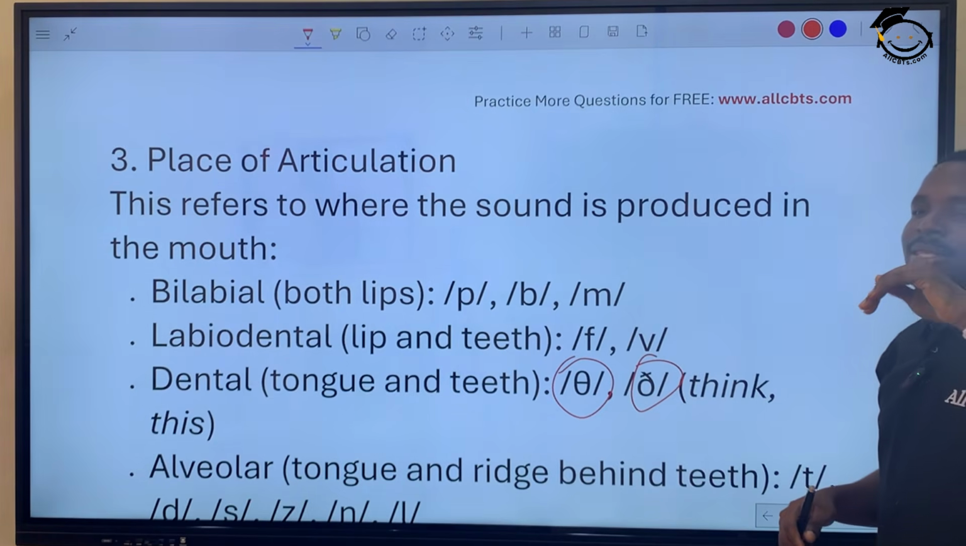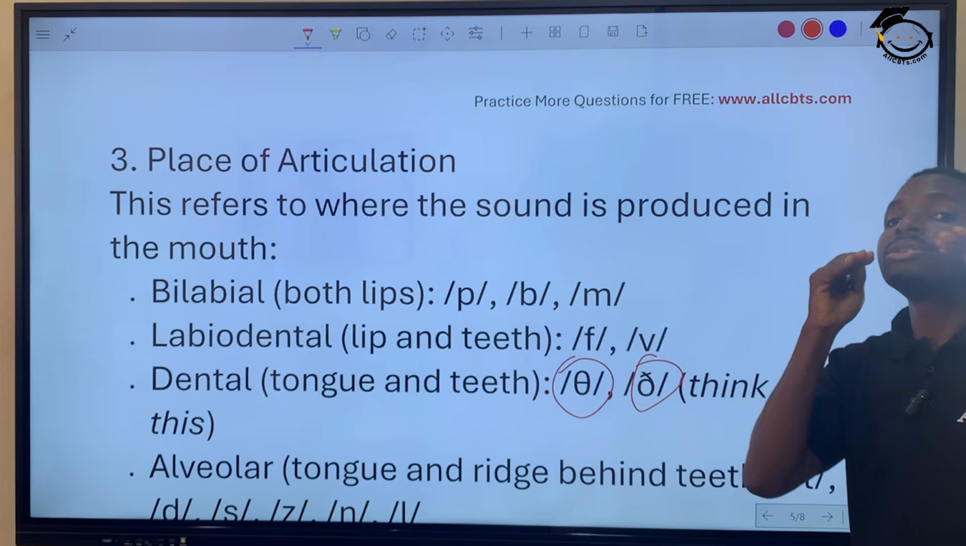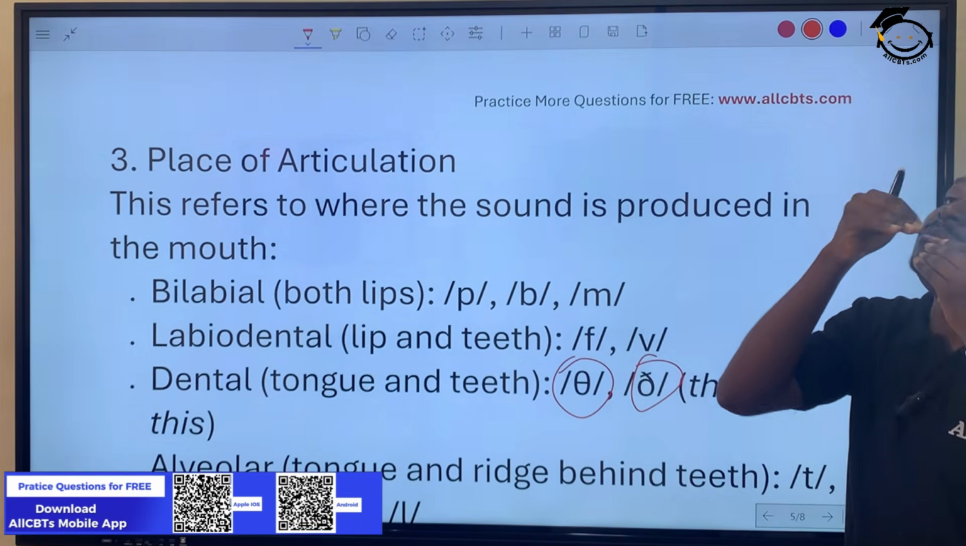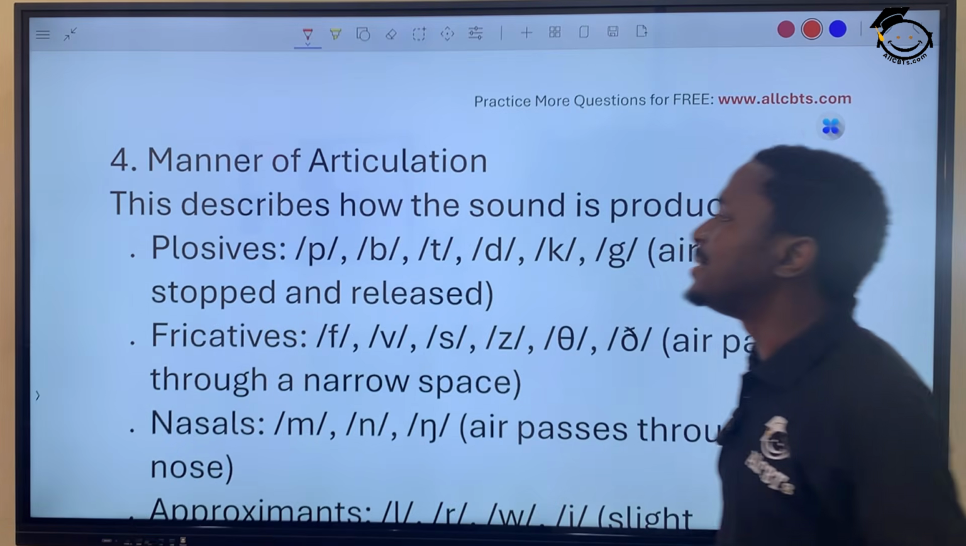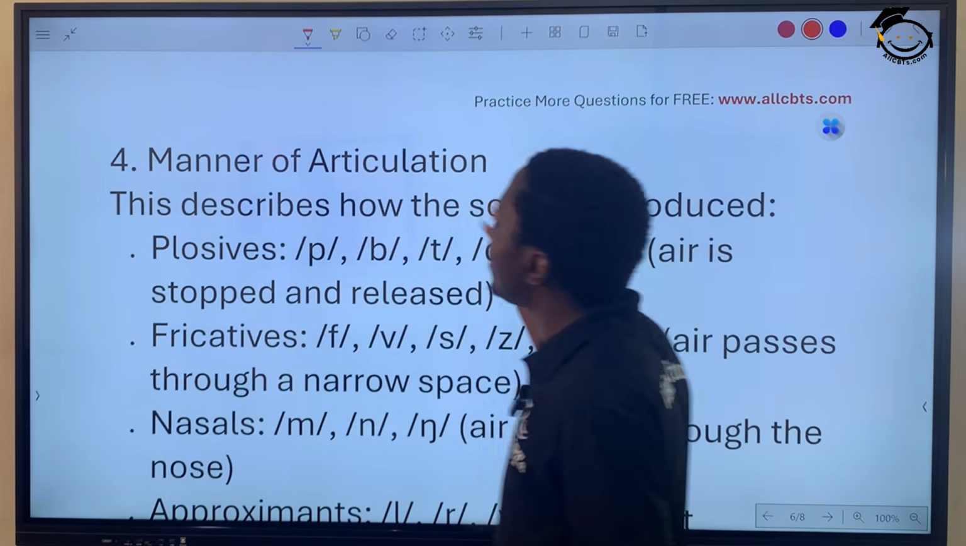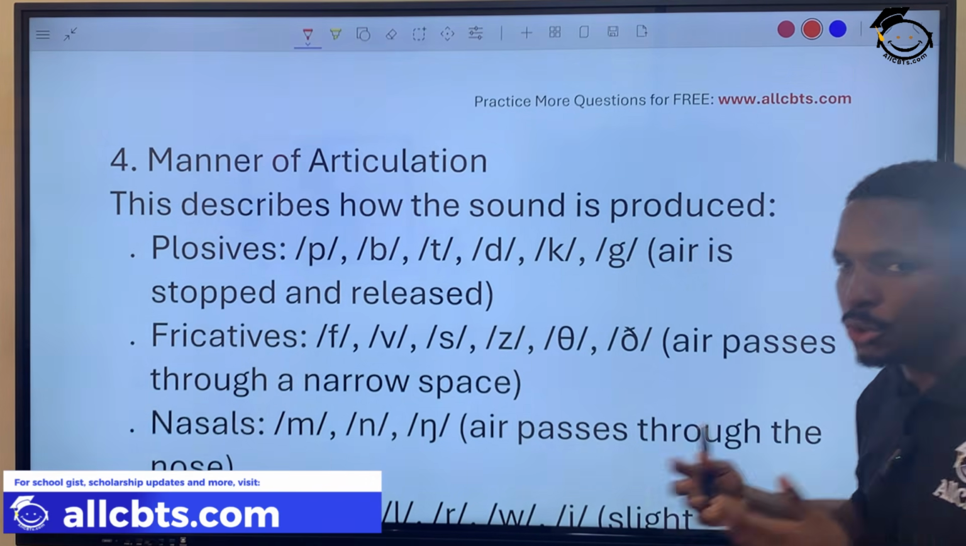So the tongue is always behind the teeth. It's not crashing on it. It's not in between. Okay, good. So those are the different types. And then we have manner of articulation. This describes how the sound is produced.